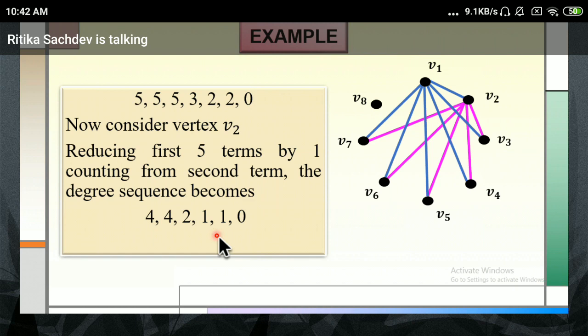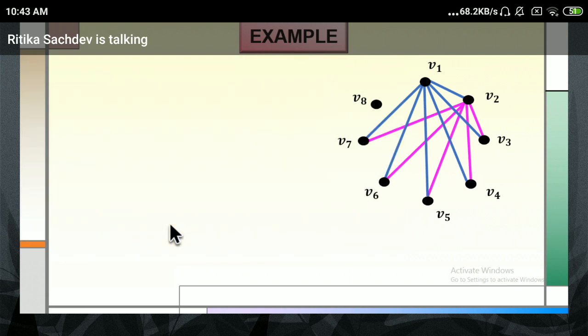Okay. Now what should I do? I should take this particular number 4, and after the graph is drawn, I have to draw 4 more edges from V3. If I draw 4 more edges from V3, I should be subtracting 1 from the first 4 terms, starting from second. So we are proceeding with that.